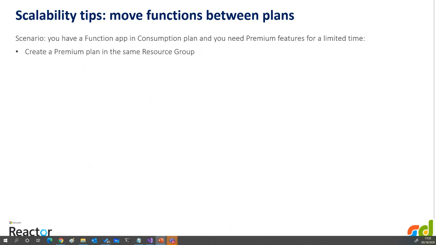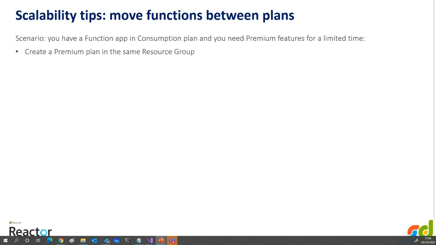In this case, I mean, temporarily move. So you can move a function from consumption to premium for a set of hours where you need more power, more features, and then go back to the consumption. And this permits you to increase performance and save money.